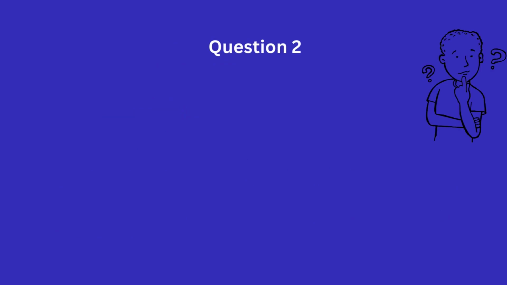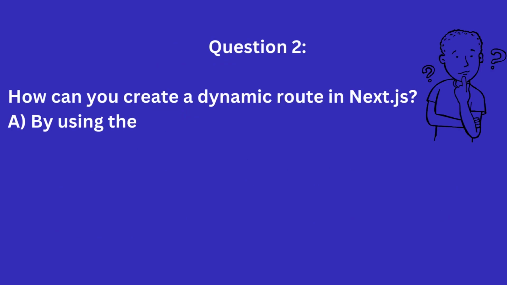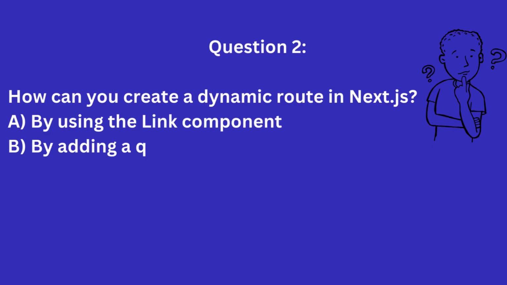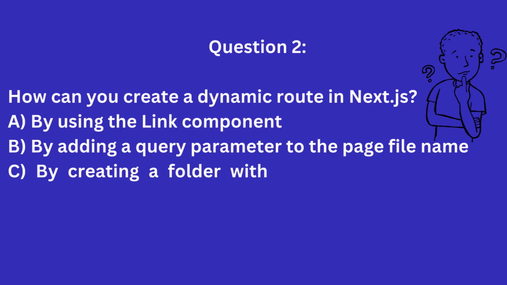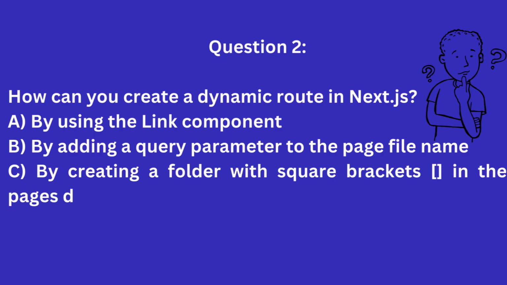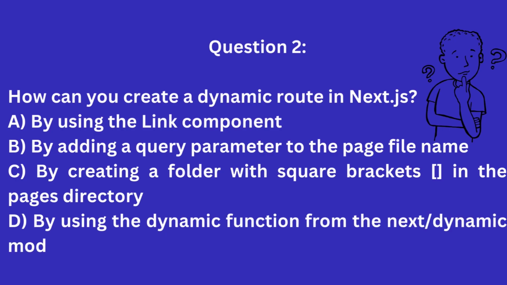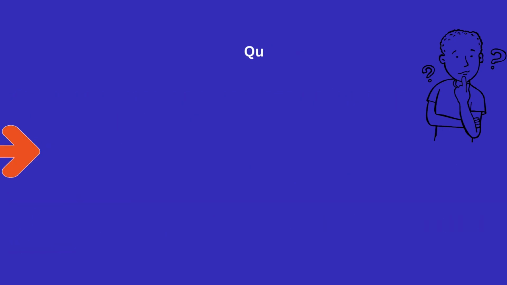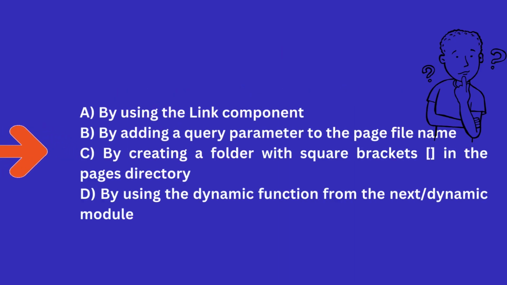Question 2. How can you create a dynamic route in Next.js? A. By using the link component. B. By adding a query parameter to the page file name. C. By creating a folder with square brackets in the pages directory. D. By using the dynamic function from the next/dynamic module. Correct answer, C.